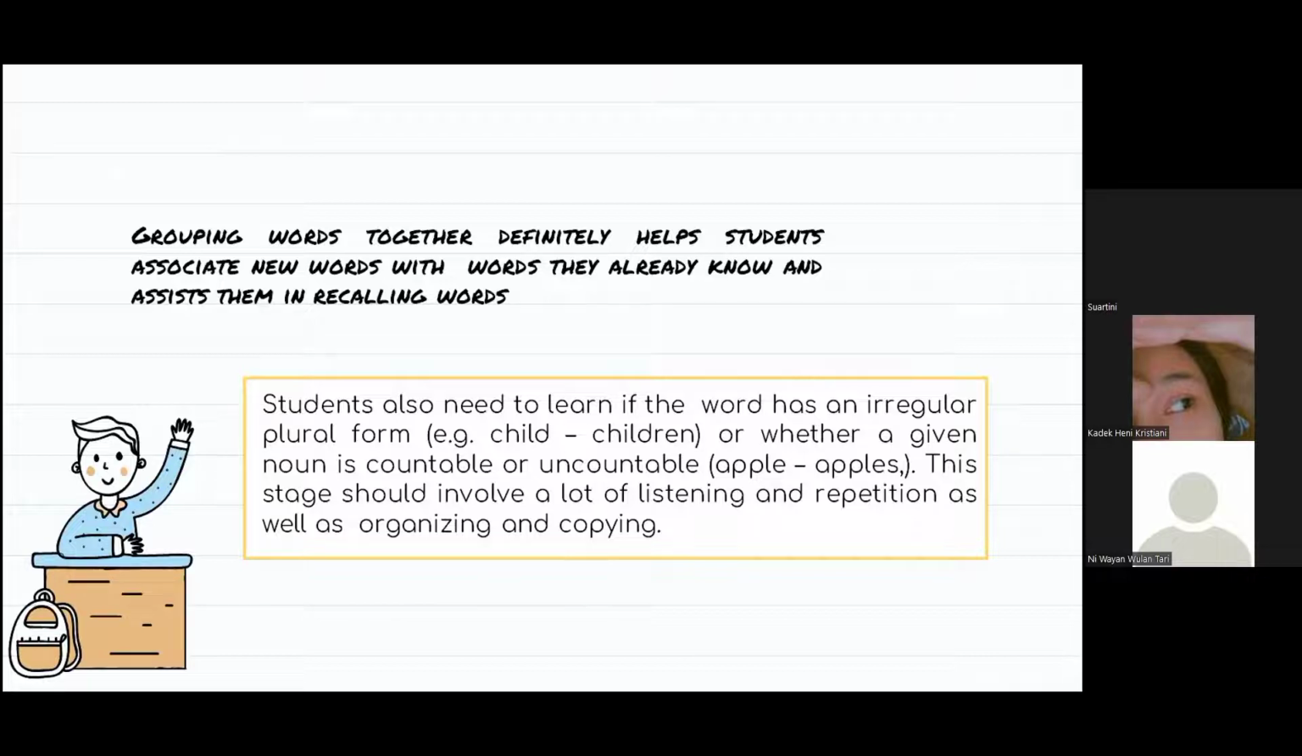in recalling words. Students also need to learn if the word is an irregular plural form, such as child to children, or whether a given noun is countable or uncountable, such as apple to apples. This stage should involve a lot of listening and repetition as well as organizing and copying.